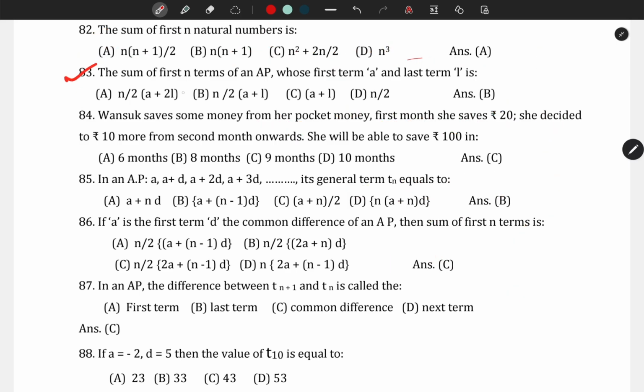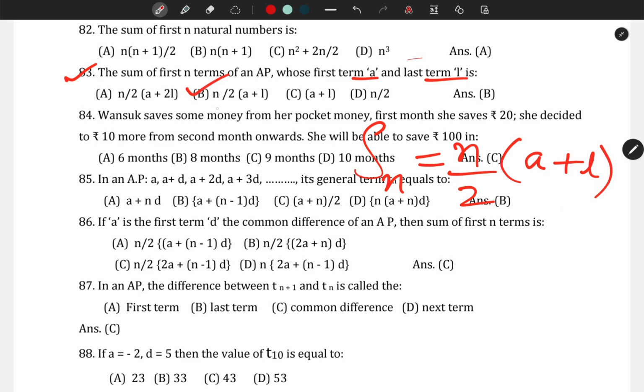Next, question 83: the sum of the first n terms of an AP whose first term is a, the common difference is d, and the last term is l. So we just have to find the formula Sn equals n by 2 into a plus l. Let's look at which option contains this. If we look at this, it is n divided by 2 into a plus l.